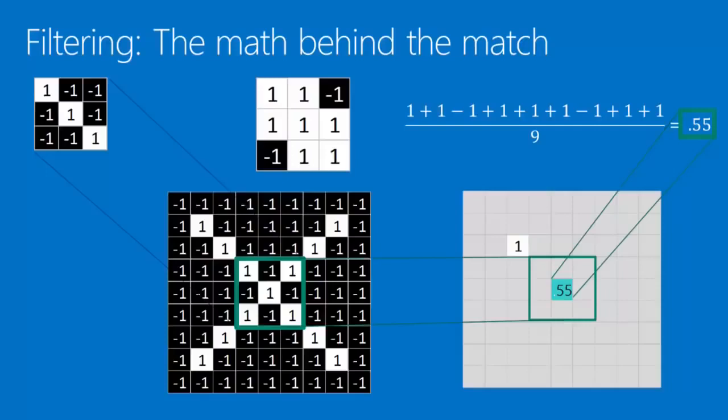So by moving our filter around to different places in the image, we actually find different values for how well that filter matches or how well that feature is represented at that position. So this becomes a map of where the feature occurs.